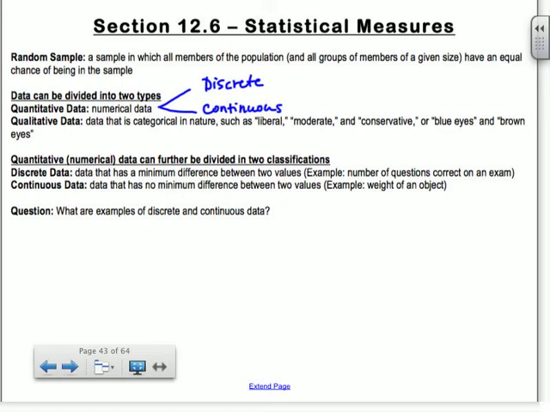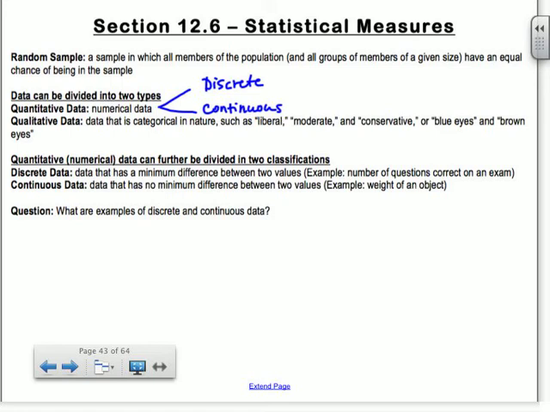All right, so why would a weight of an object have no minimum difference between? Yeah, you could say there's a pound between them. But it could continue to be infinitesimally smaller. It could be like half a pound, 0.1 pound, right? There's no minimum difference between a weight, right? You could drink a little bit more water and get a little bit heavier. There's no minimum difference.